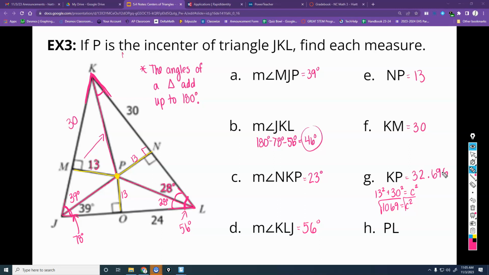Okay, questions? All right, the last one they ask us for is PL. It's very similar. We need to do Pythagorean theorem again for that. So this time, 13 squared plus 24 squared, which is going to give us c squared. So 13 squared plus 24 squared is 745, equal to your c squared. You're going to square root that, and you should get 27.295.